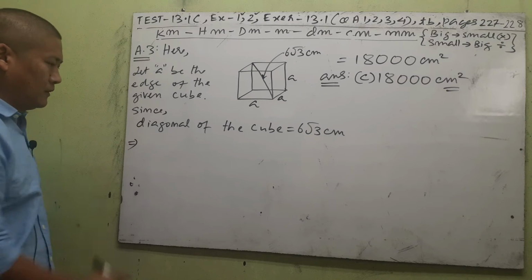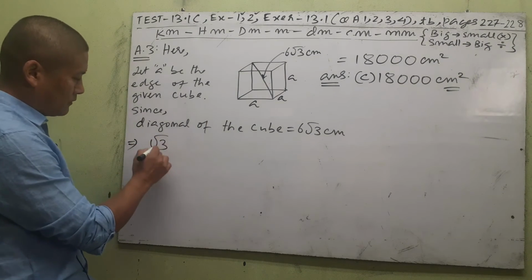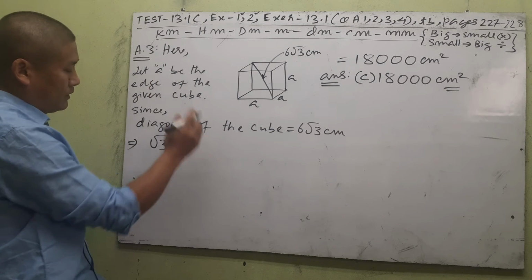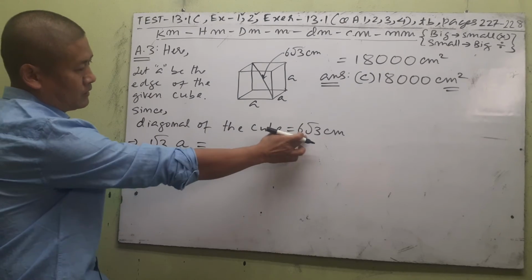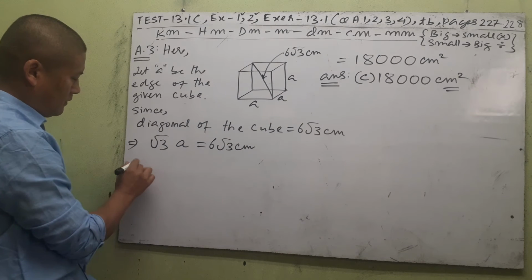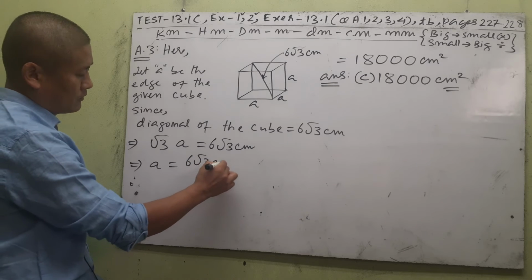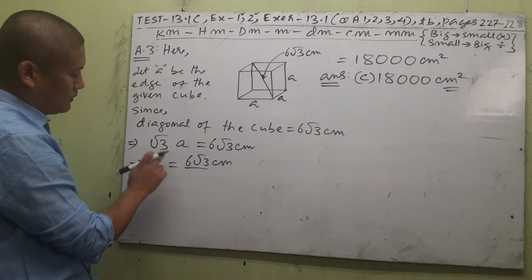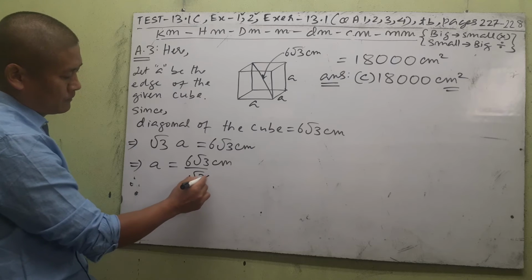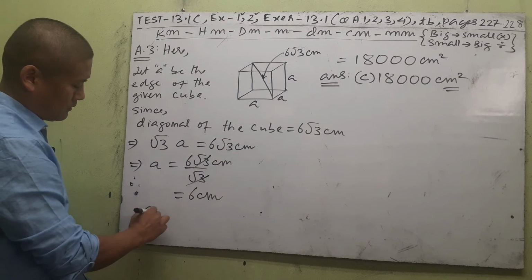So we can write here, formula for diagonal of a cube we learned in the first class is root 3 multiplied by the edge A. This is equal to 6 root 3 centimeter. So A, if you keep it alone on the left side, then 6 root 3 centimeter on the right side, divided by root 3. Root 3 cancels, so edge of the cube is 6 centimeter.